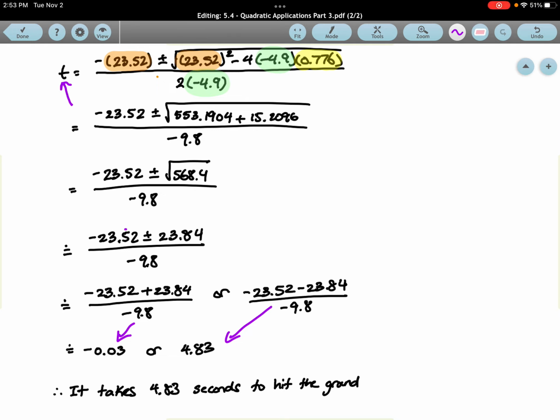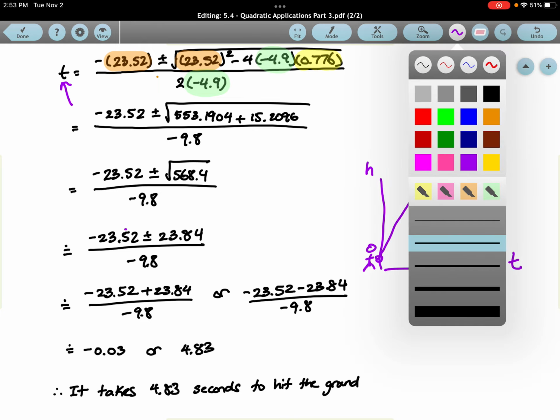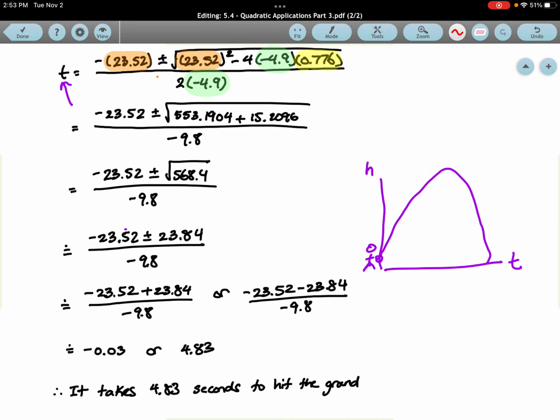So let's understand what both of those answers mean. When I had my parabola, and this was time, and this was height, and here is a person kicking a ball, it's going to go up and then it's going to go down. What you just found were our two t-intercepts, here and here. So I have to extend the parabola just a bit in order for it to hit the ground. This one is the negative 0.03 answer, and this one is the 4.83 answer.